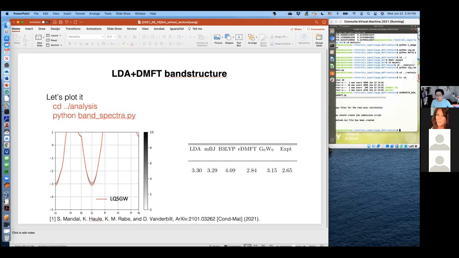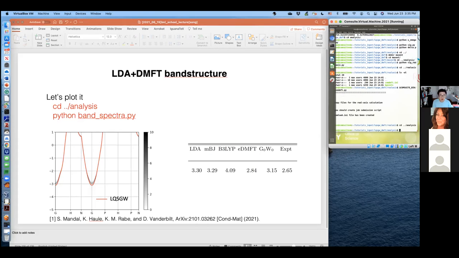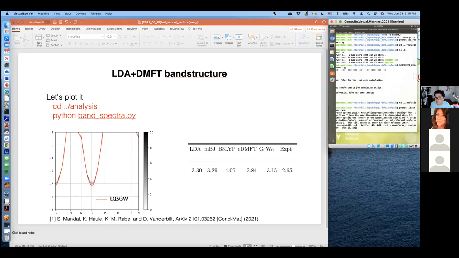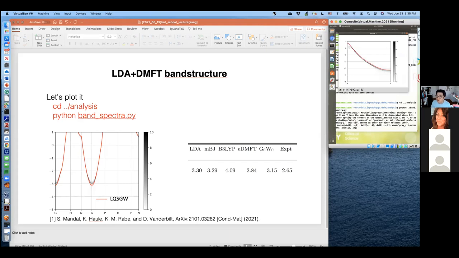Okay, so let's plot the spectral function. Let's go to the analysis directory and run Python and spectral. You will compile something, but it's okay. And you will get the spectral function, which looks like this. Here I plotted the spectral function along the path: this is the Γ-H and Γ-P-H-P-N path. The spectral function is shown using this intensity plot, and the LQSGW band for comparison is this red line.